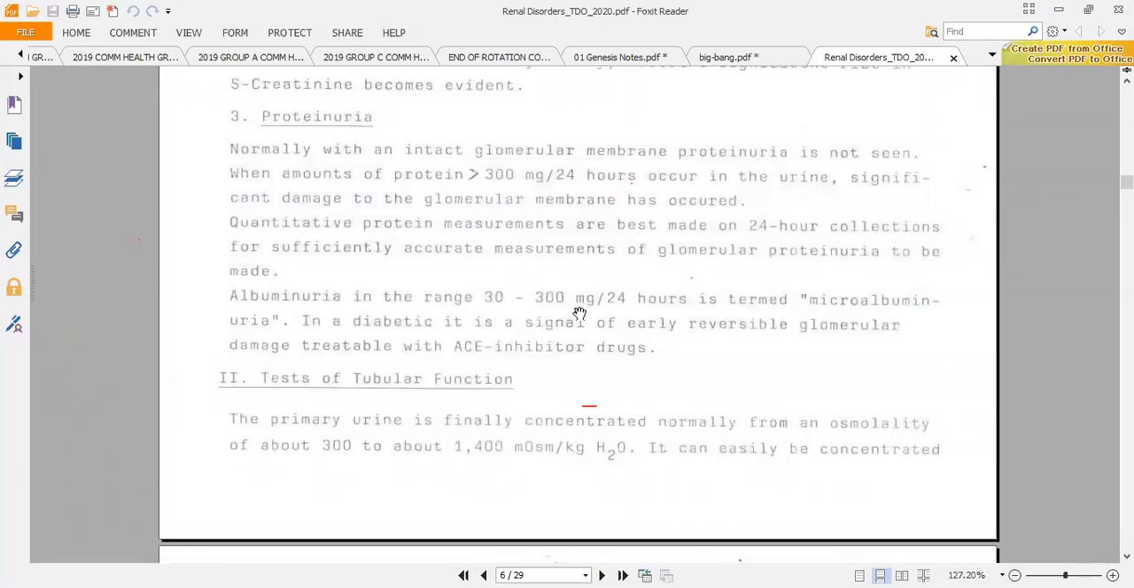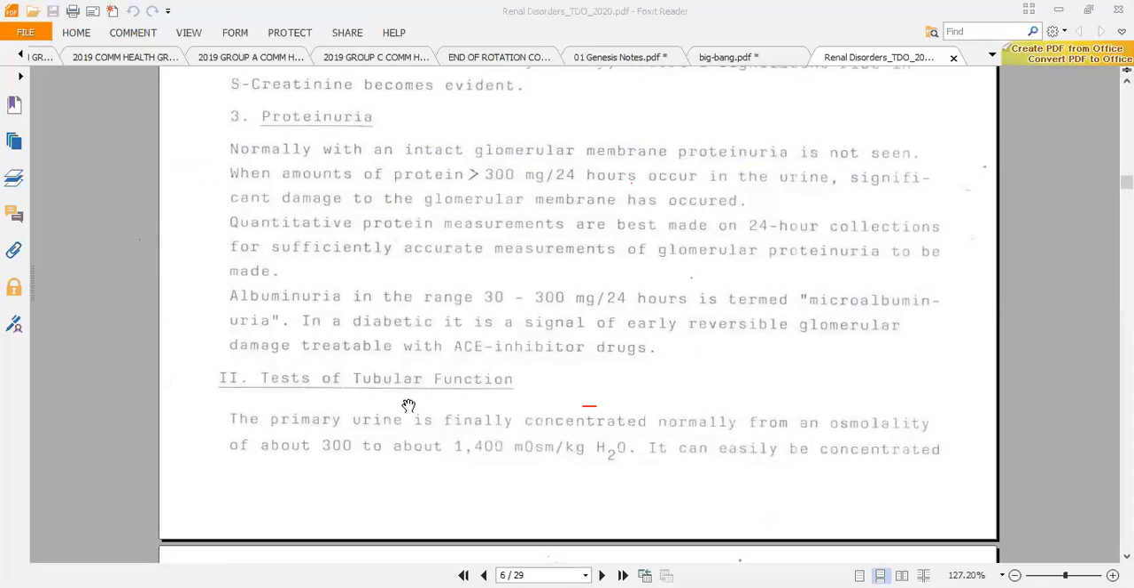Good. Now, if the protein is less than 300 milligrams, we call that microalbuminuria. If you have more than that, it's macro. Now, as I said, you get proteinuria if you have a problem with the glomerular basement membrane. Remember that all the diseases you talked about, like glomerulonephritis, affect the glomerulus and can lead to proteinuria. Good. So these are the test functions for the glomerulus.